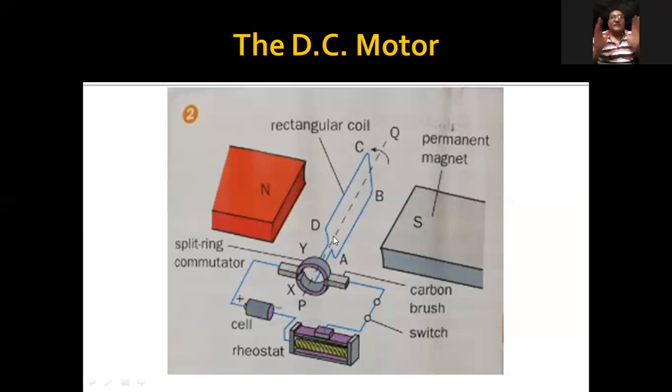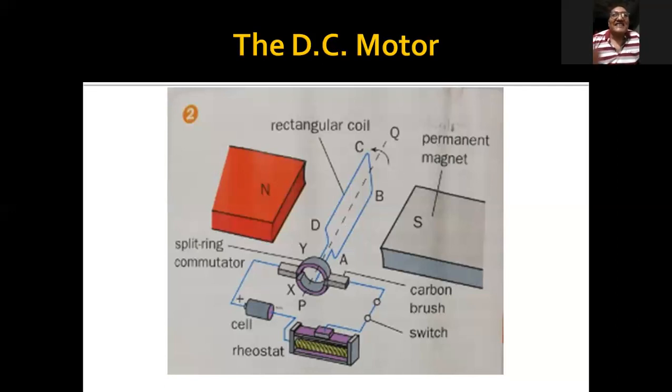So what I am saying, when this coil will move beyond this point, this vertical position, in the anti-clockwise manner, this wiring will come in contact with the positive side of the battery, and this wiring will come in contact with the negative side of the battery. So the current flowing in the CD will reverse.